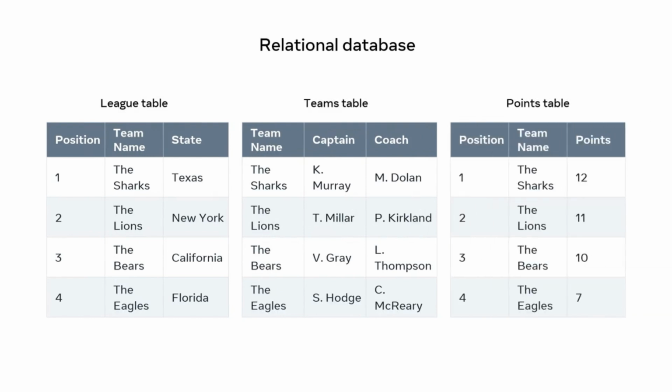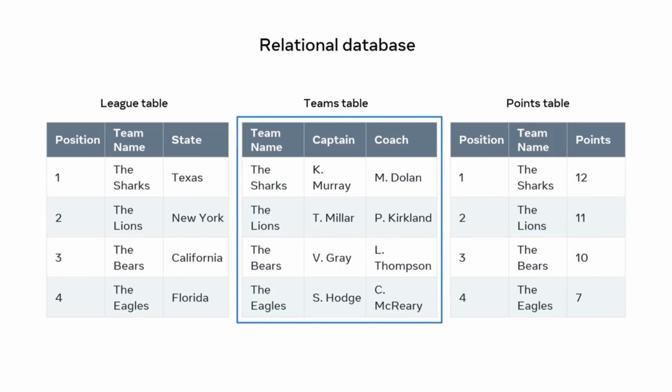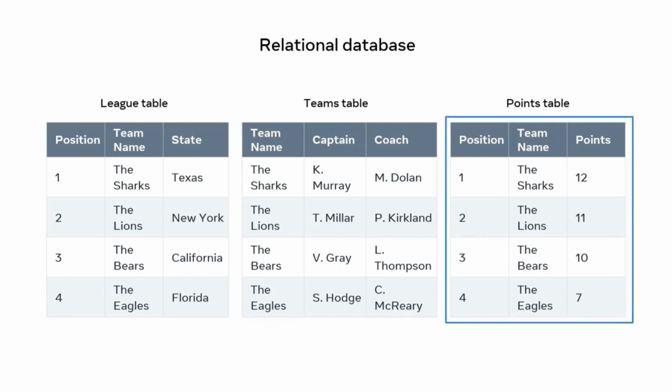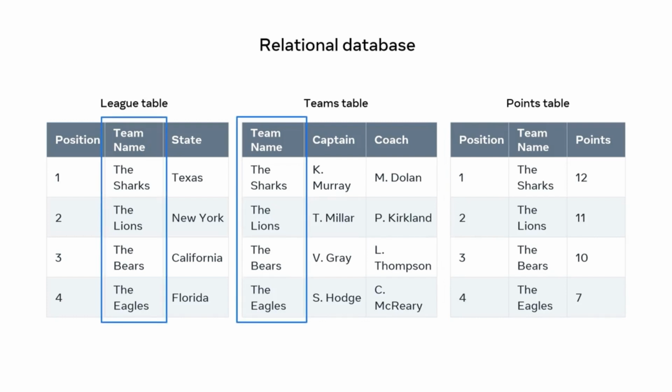Each table has relevant columns, where each column represents an attribute of the table entity. The league table keeps track of each team's position in the league, their name, and the state they represent. The teams table tracks the team name, the team captain, and the team coach, and the points table records the team's position in the league, the team's name, and how many points the team has this season. Notice that the teams table includes team name, which also belongs to the league table.